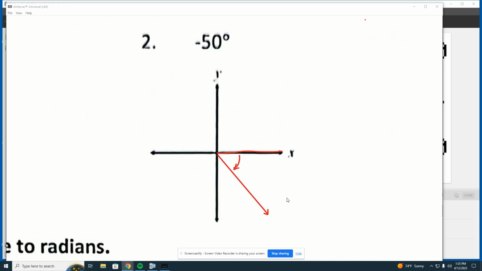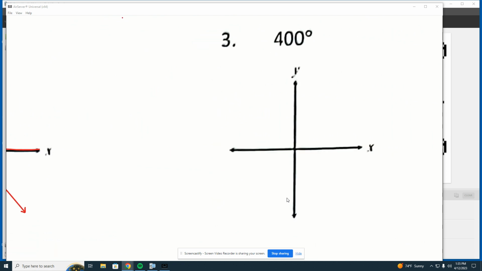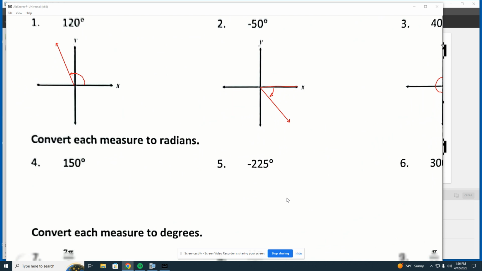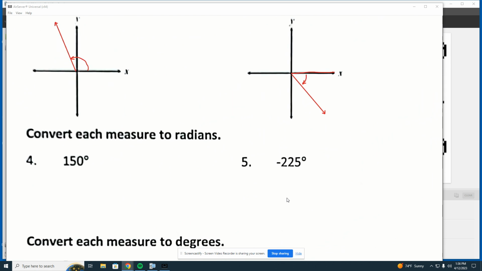And then finally, 400 degrees. Remember, it's positive, so we're definitely going around. If I go all the way around, that's 360, so it's past 360 degrees. How far past 360? Well, if I subtract, and most of y'all can do that in your head, that's 40 degrees past. So here's about 40 degrees past 360. That would be the location of a 400 degree angle. Very simple. Hopefully you guys will remember this.